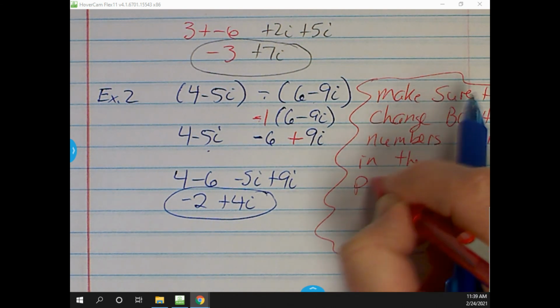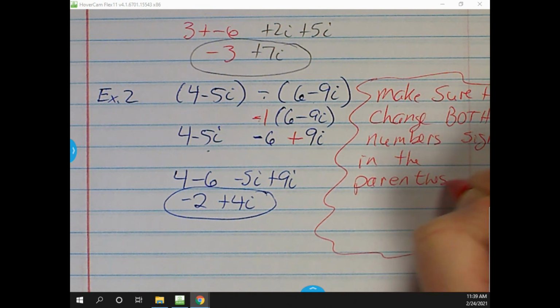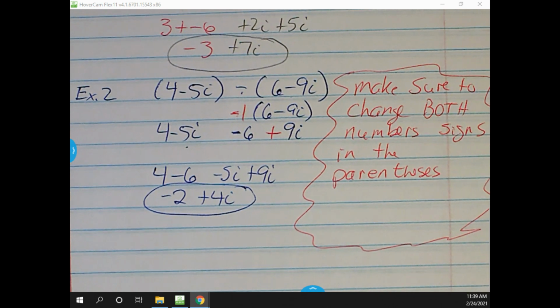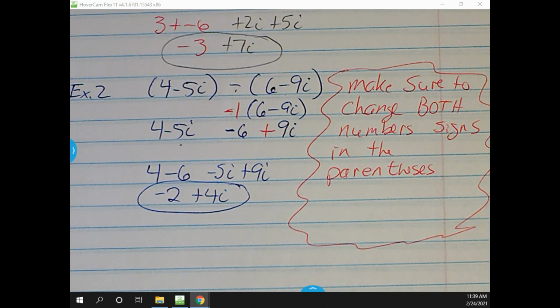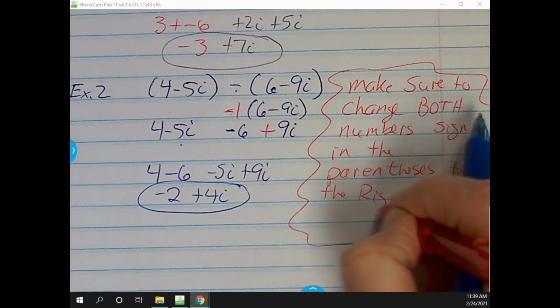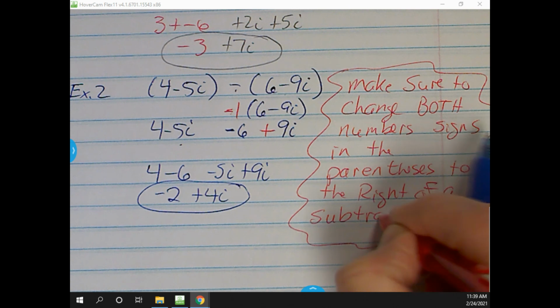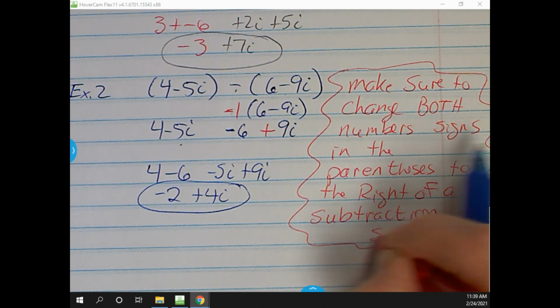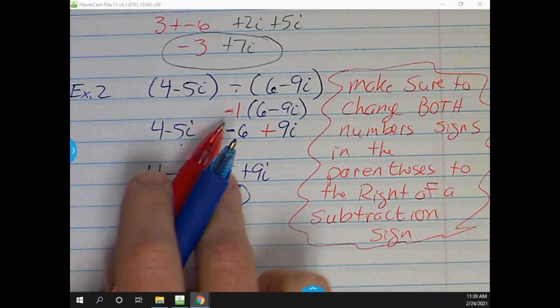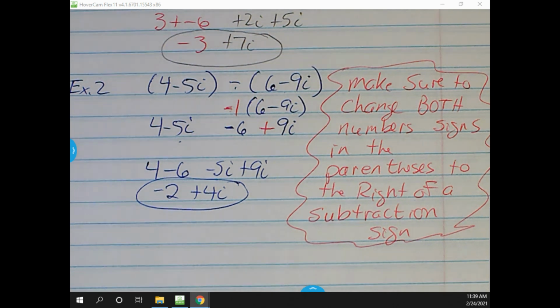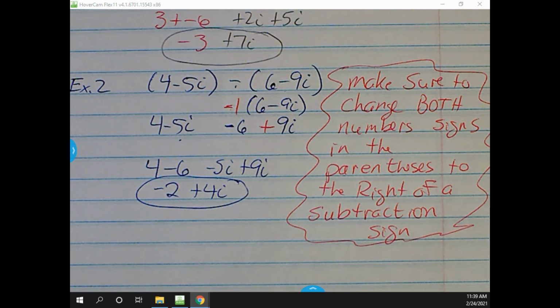And here's really the only trick you have to watch out for: make sure to change both numbers' signs. Seems funny to say that. I guess I should have said the sign of both numbers in the parentheses to the right of a subtraction sign. Because technically it's like having a -1 there, and you're doing the distributive property with a -1. That's the closest thing to a trick question they'll give you with adding and subtracting. Everything else is straightforward.